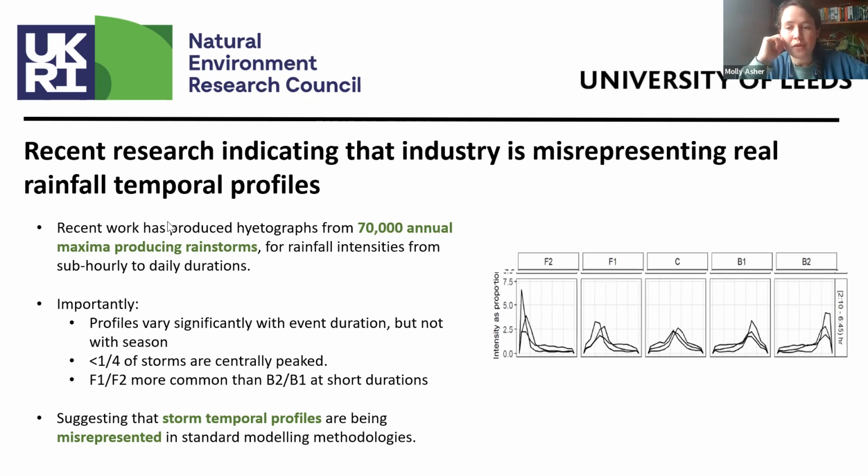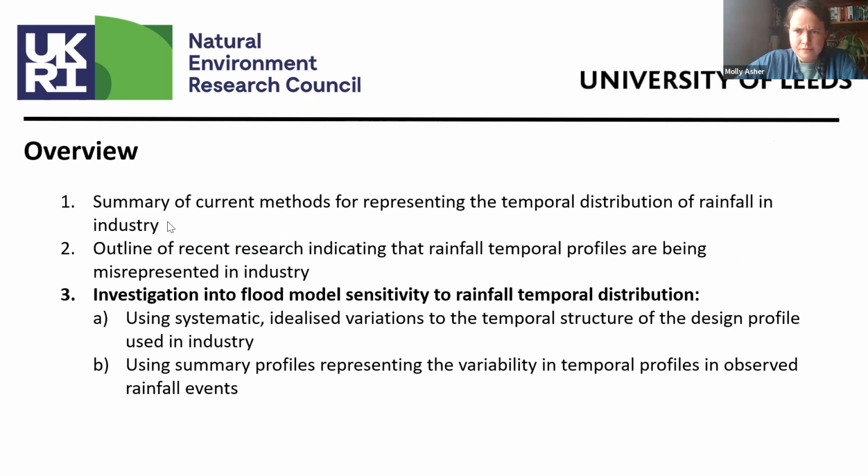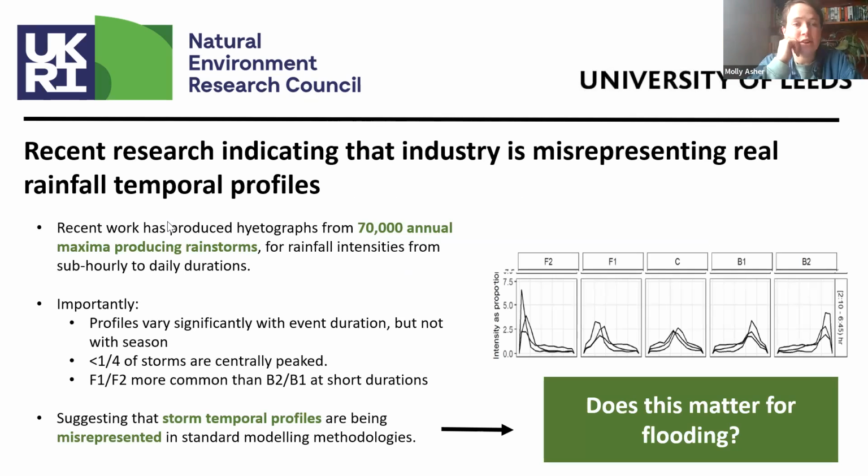So less than a quarter of storms are centrally peaked. And at short durations, the front-loaded profiles, so F2 and F1, are more common, and the back-loaded profiles of B1 and B2 are much less common. So this work has clearly established that the FEH design profile does not well represent the variety of temporal structures in rainfall events seen in the real world.